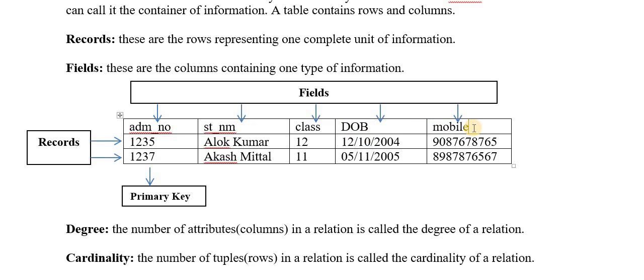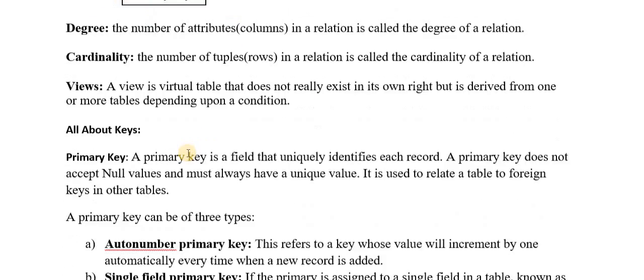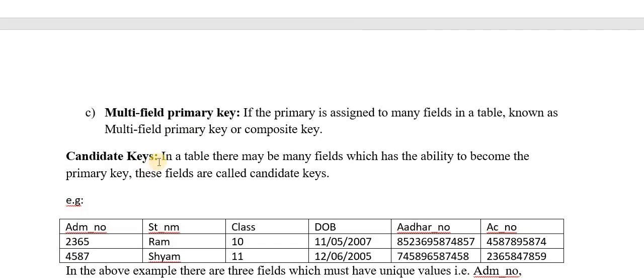Date of birth and mobile number may be repeated if two or more than two siblings are in the same class or in the school. So in this case mobile number may be repeated, so that's why the admission number has the ability to get the primary key. Okay, so now candidate keys.